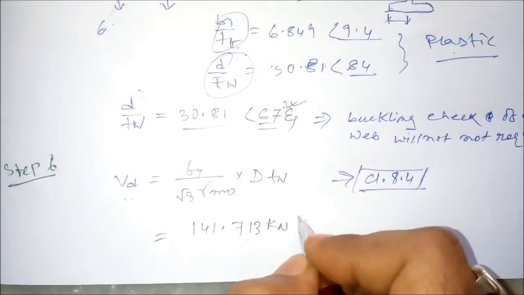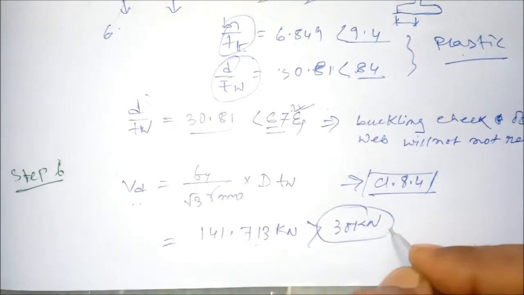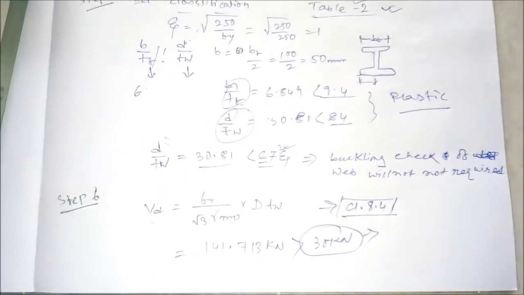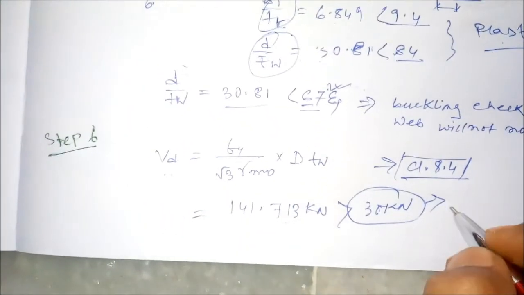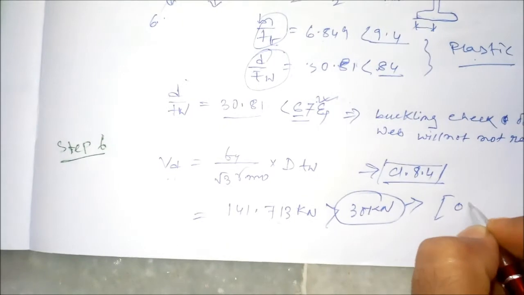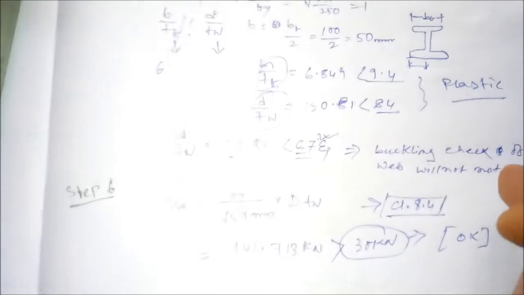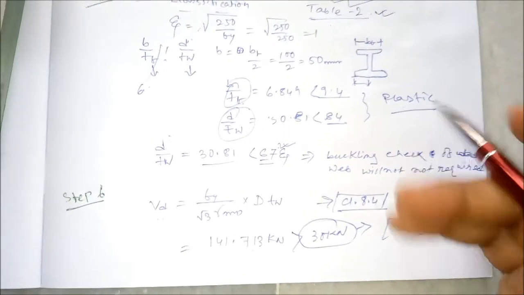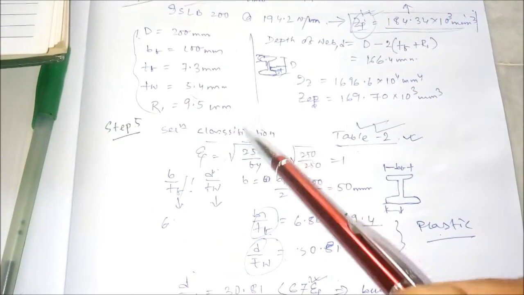You can see that this value is greater than 30 kilonewton. What is 30 kilonewton? It is our maximum shear force, which is due to the applied load. So we can say the design shear strength is greater, hence this is okay, and we can go forward assuming the same section. If this is not satisfied, we have to change our section, choose one new section, and do all the steps again.